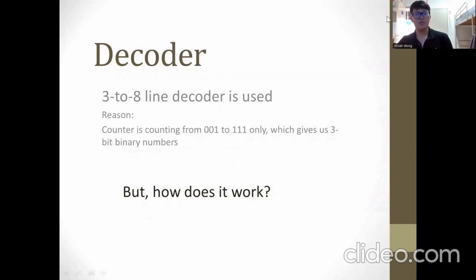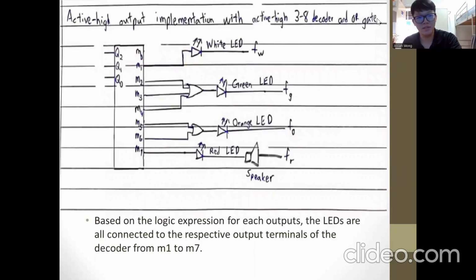Subsequently, our system also requires a 3 to 8 line decoder because from the counter, we are actually having 3 bit binary numbers. But most importantly, how does the decoder work? As you can see, here is the overall circuit for the decoder. The Q2, Q1, and Q0, we actually got it from the output terminals of the counter. And right now, in this case, they are acting as the input terminals for the decoder. The input signals brought by them will ultimately decide which output terminals of the decoder will be activated. For example, if the input signals are 111, that means M7 will be activated, and the red LED and the speaker will eventually be turned on.